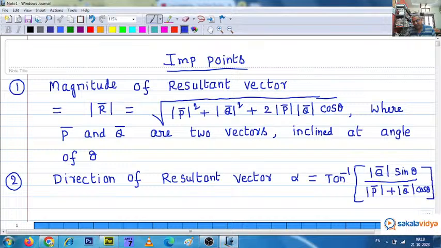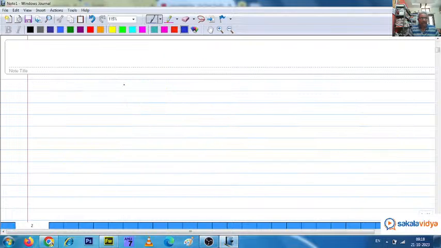Clear? So the angle made by the resultant vector with the P bar vector is given by alpha, or sometimes you can say theta or beta also, no problem: tan inverse of mod Q sin theta upon mod P plus mod Q cos theta. I hope it's very clear. So let us move to the next concept.